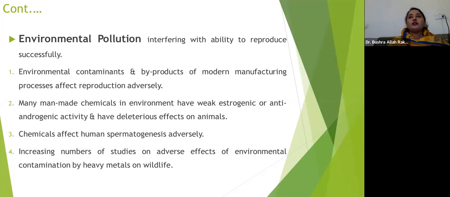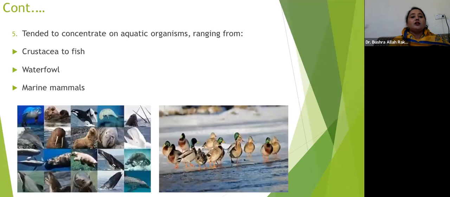They not only affect human survival, but when their waste moves into the crops, the crops may become toxic, and even our daily vegetables are affected by these environmental contaminants. And of course, man-made chemicals in the environment have weak estrogenic and anti-androgenic activities, and they have deleterious effects on animals. These chemicals not only affect human spermatogenesis, but increasing studies show that environmental contamination has very negative impacts on wildlife populations.